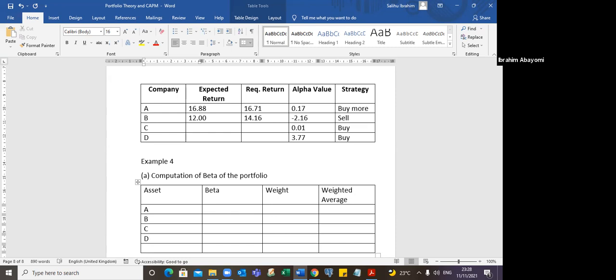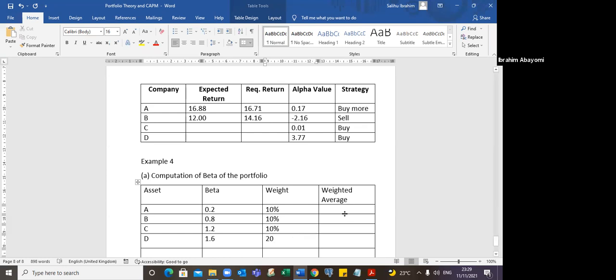So what is the beta? Do you have the beta there? Give me the beta of those securities, of those assets. 0.2, 0.8, 1.2, and 1.6. Weight, 10%, 10, 20, 10 again, 20, and 20%.